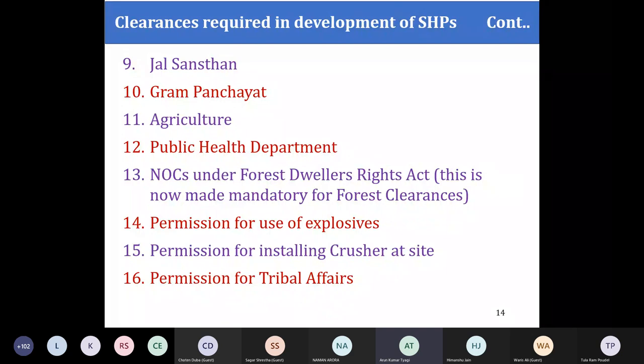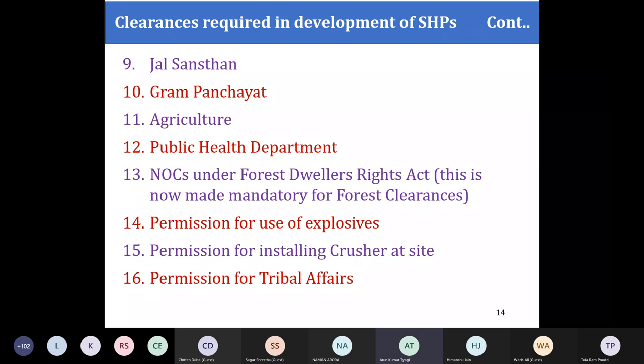Other departments are the public health department. If some activities are going on there, you need an NOC under the Forest Dwellers Rights Act. This is now mandatory for forest clearances. Permission for use of explosives: if you want to use explosives in that area, you have to take permission from the explosives department.